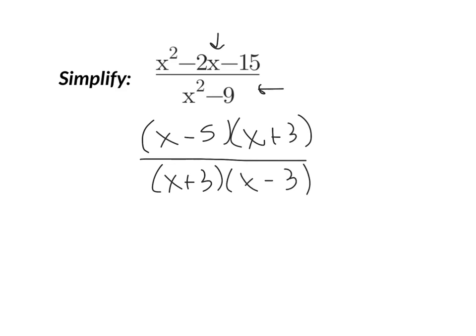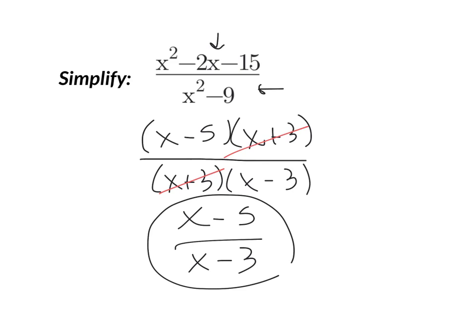And now that I have factors, I can cancel things. So I can cancel the x plus 3's. That's all I can cancel, which leaves me with x minus 5 over x minus 3. I want you to remember this answer for the next slide.